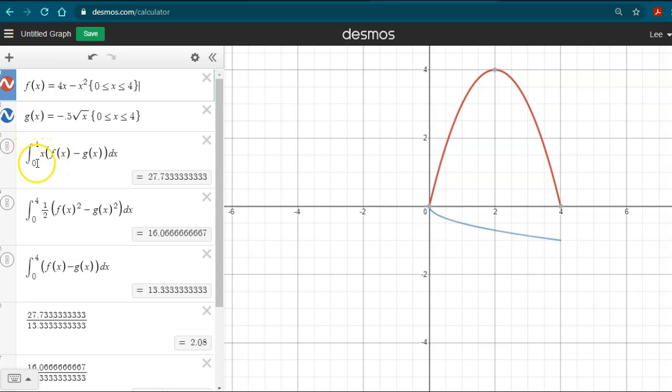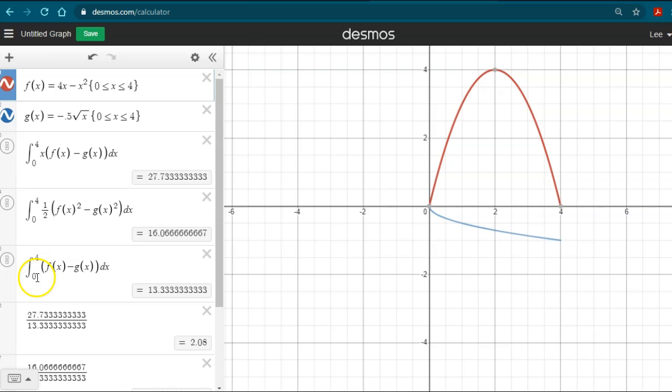The mx that we have, so this is going to be that integral 0 to 4, or sorry, my of x times f minus g, and this one's going to give me about 27.73 repeating. If you want to do the fraction, you can change it right there, but we'll just put the decimals. 0 to 4 of 1/2 of f minus g squared. So the f squared minus g squared. Again, you don't want to put the square on the outside. That will be a different number. But I got 16.06 repeating on that one.